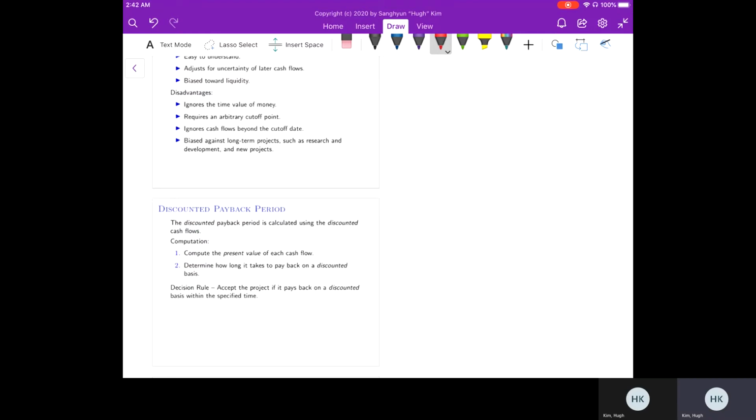There's a related capital budgeting decision rule designed to fix one of the most important disadvantages of the payback period rule. This is based on discounted payback period. The discounted payback period rule, as the name implies, is calculated using the discounted cash flows. So it asks how long it takes for a project to pay back on a discounted basis rather than in a nominal sense. Let's go back to our example.